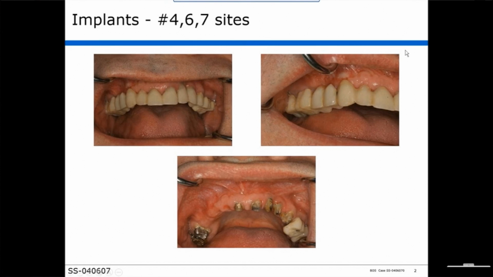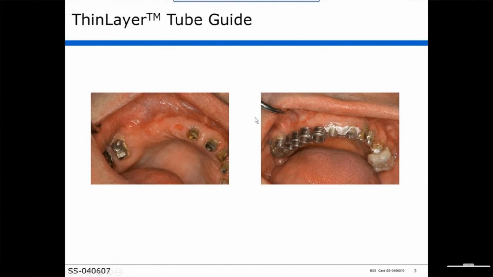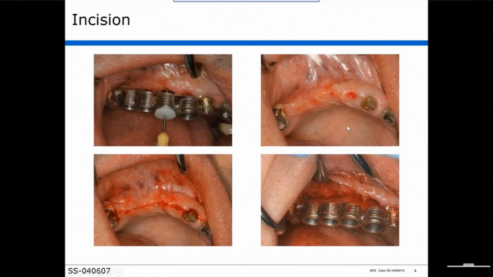Okay. This is a surgery. This is that patient, the one we just planned. This is their surgery, and this was done with a tube guide. Here you can see the ridge that we're using. Here's the tube guide in place.